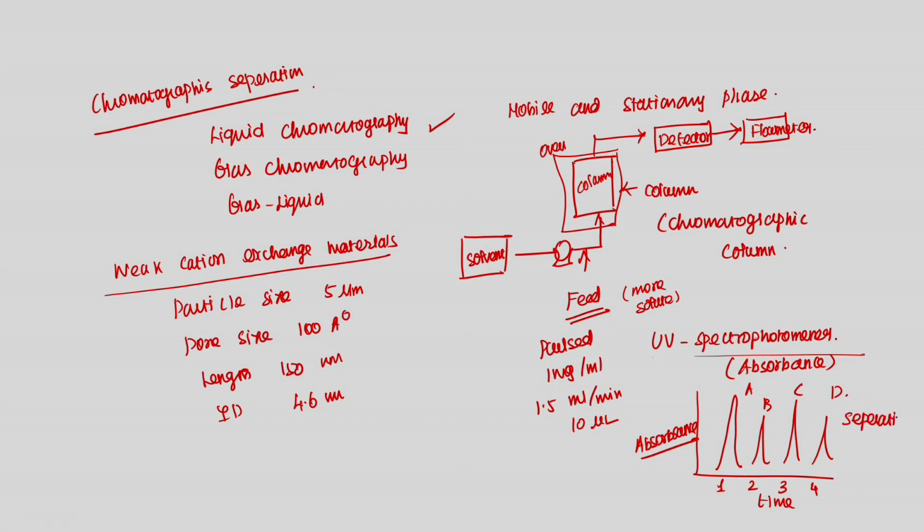How do we get the concentration of the solute from the absorbances? We have to do a calibration curve. For example, if I identify that after 1 minute my A is showing up, I will prepare A at various concentrations, for example 0.1 milligrams per ml, then 0.2, 0.3, and so on. Then I will get concentration versus absorbance, so I will get the calibration curve.